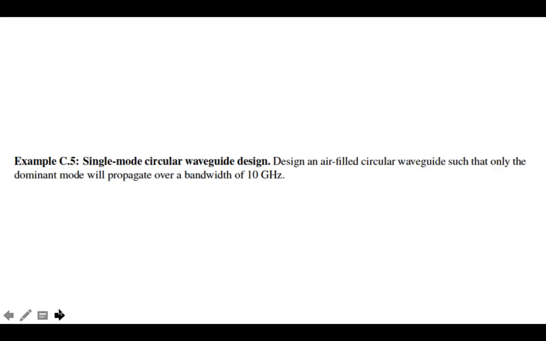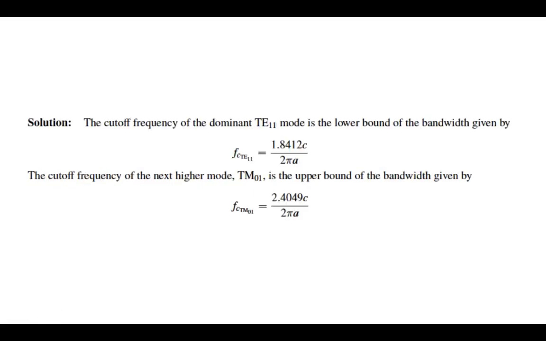All right, now we want to move on to our first example of single mode circular waveguide design. And so this is just a very simple problem. It asks us to design an air-filled circular waveguide such that only the dominant mode will propagate over a bandwidth of 10 gigahertz. So the first thing to do is to find the formula that relates the dominant TE11 mode and finds the cutoff frequency for that, and then we also want to find the cutoff frequency for the next higher mode, the TM01. So our band then needs to lie somewhere in between here.